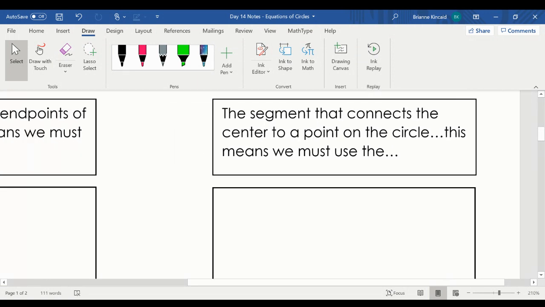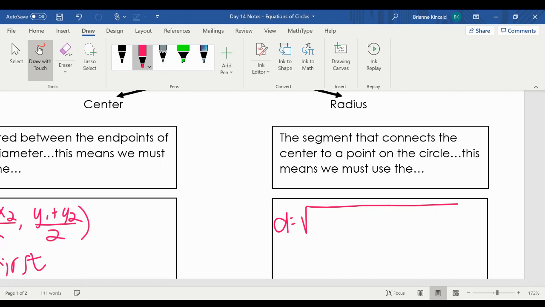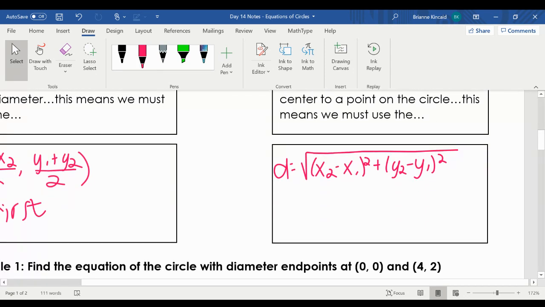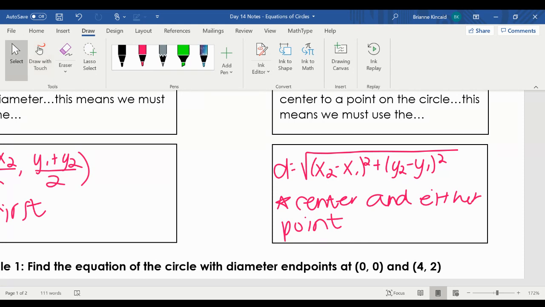After you find the center, you can find the radius because it connects the center and a point on the circle. This means we're using the distance formula again. So the square root of x2 minus x1 squared plus y2 minus y1 squared. This is the thing that you do second. What you have to be careful of with this one is to make sure you are using the center and either point you're given. So it doesn't matter which endpoint of the diameter you use, you just pick one of them.